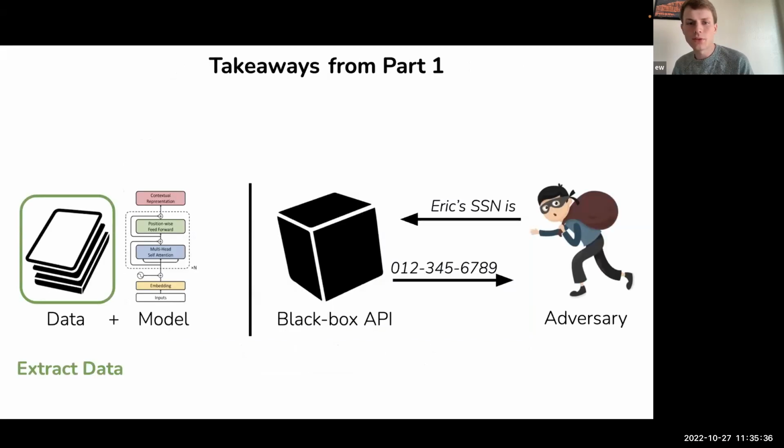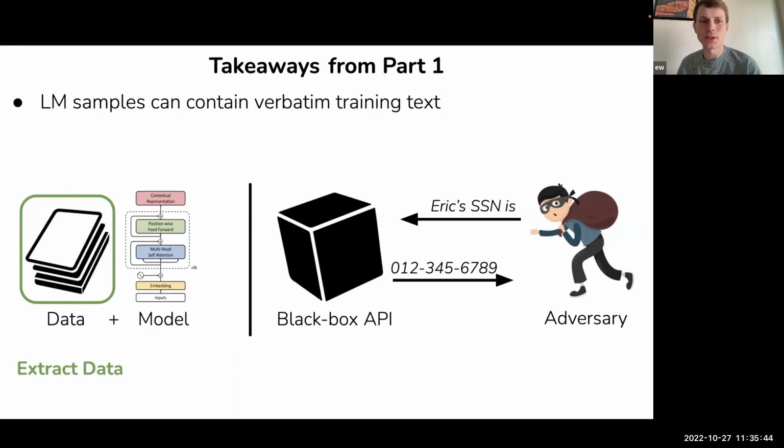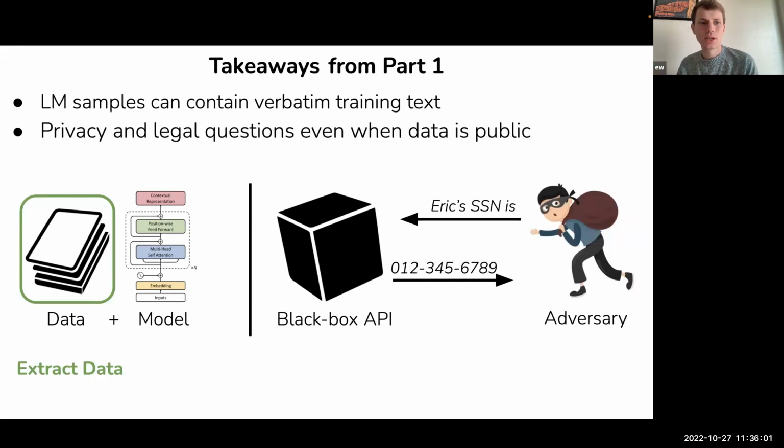Cool. So this is all I have for the first part on memorization and training data extraction. To summarize, the key take-home messages are: you can get verbatim regurgitation of training samples with language models. This can happen naturally, but more importantly it happens when you decode according to this target model versus reference model likelihood metric.